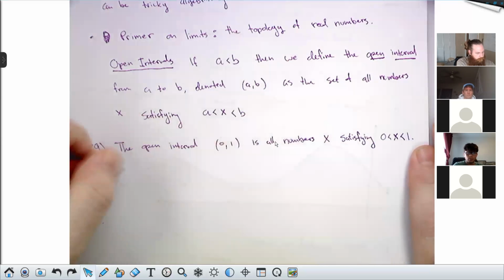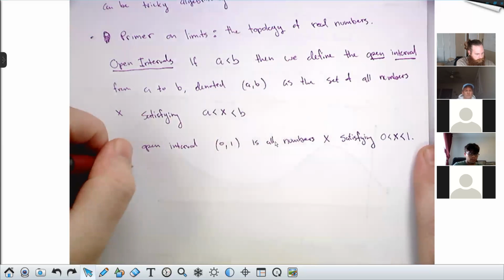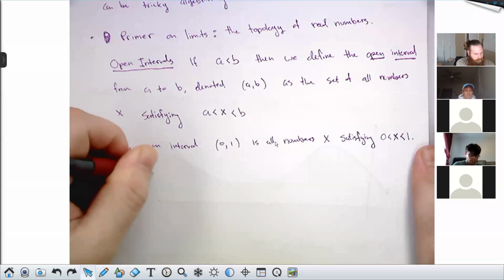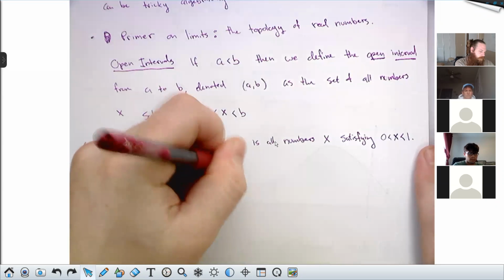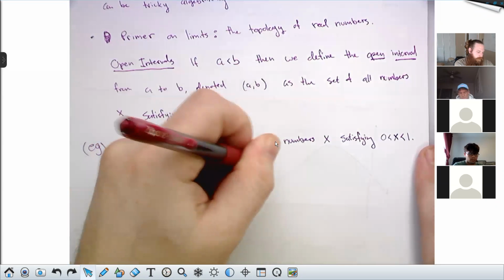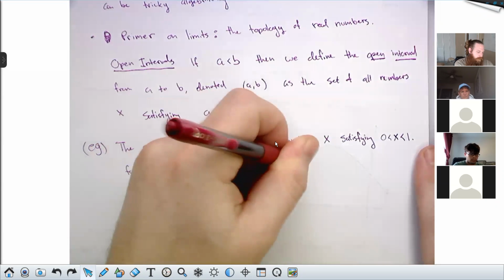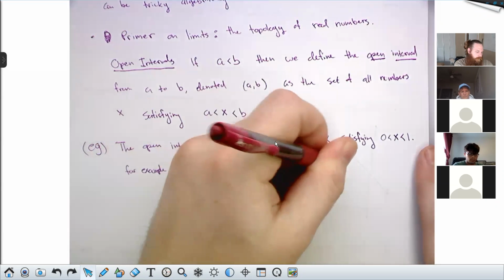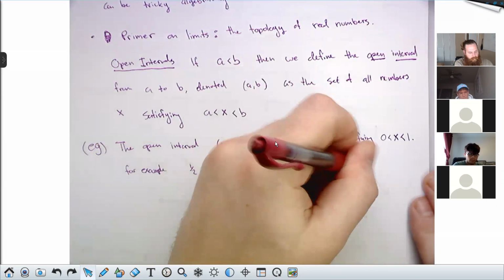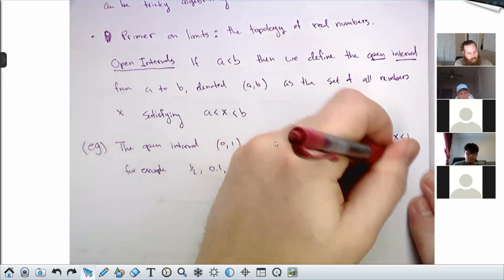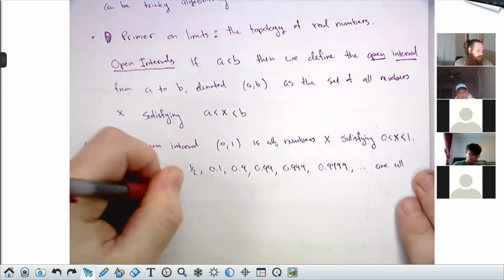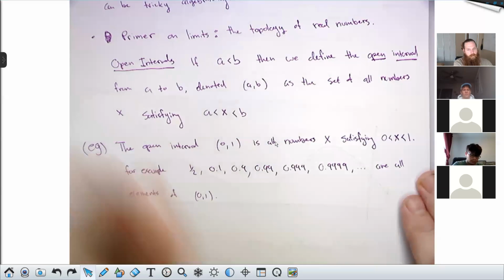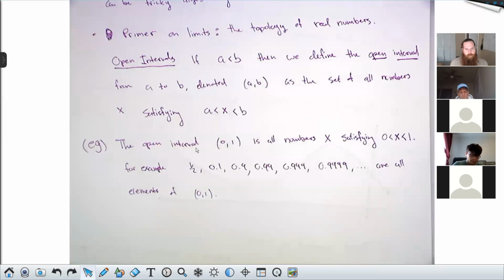This interval, so for example, 1/2 or 0.1 or 0.9 or 0.99 or 0.999 or 0.9999, and so on, are all elements of the open interval 0 to 1. So how many numbers are there in this interval? Infinitely many. Good, right?